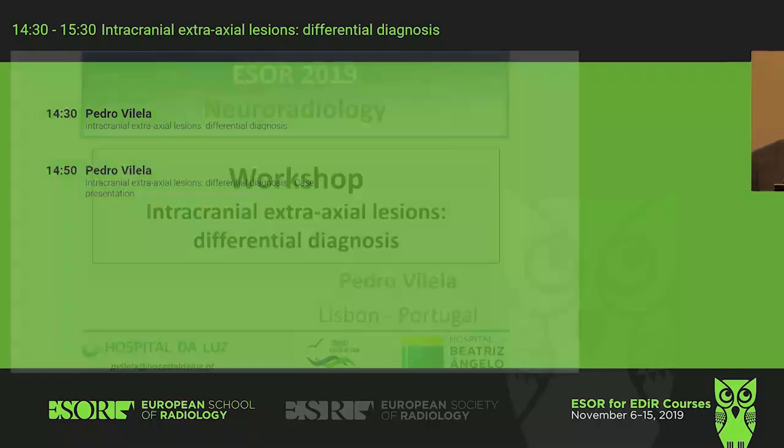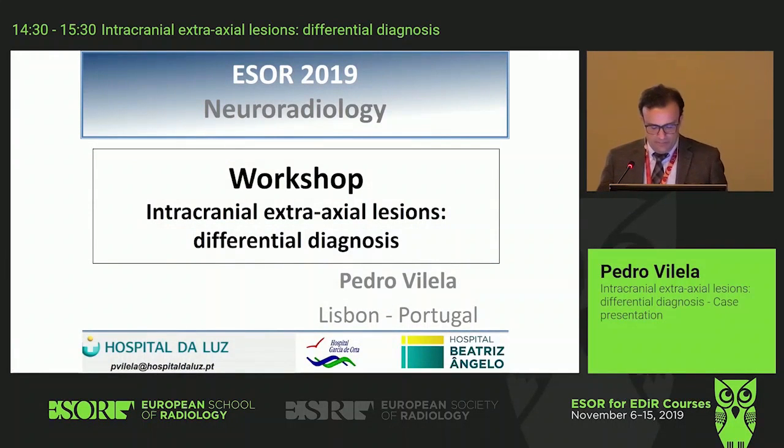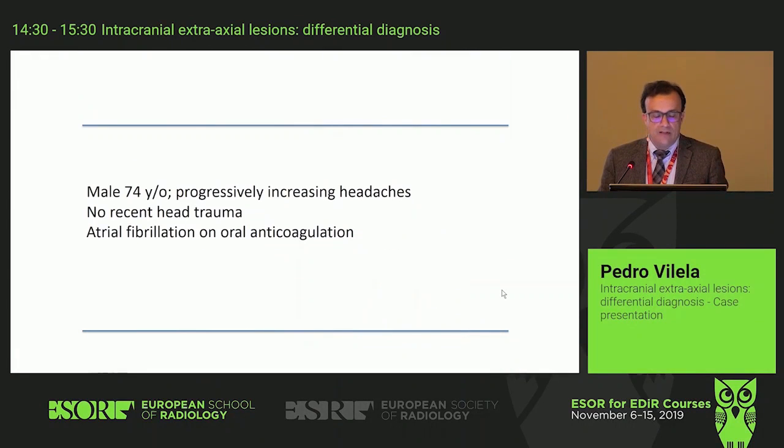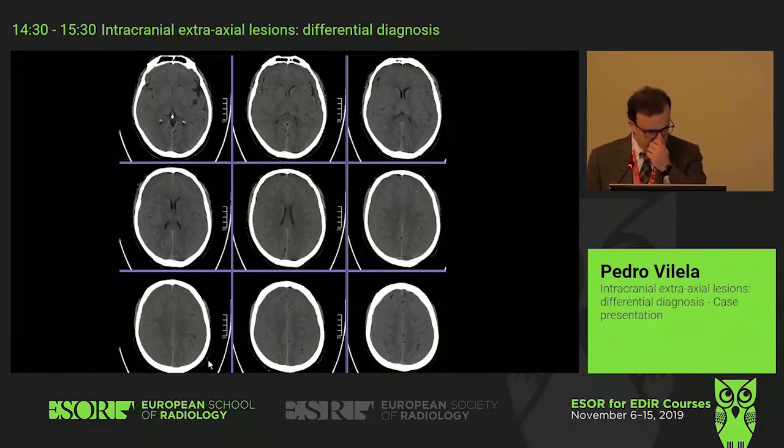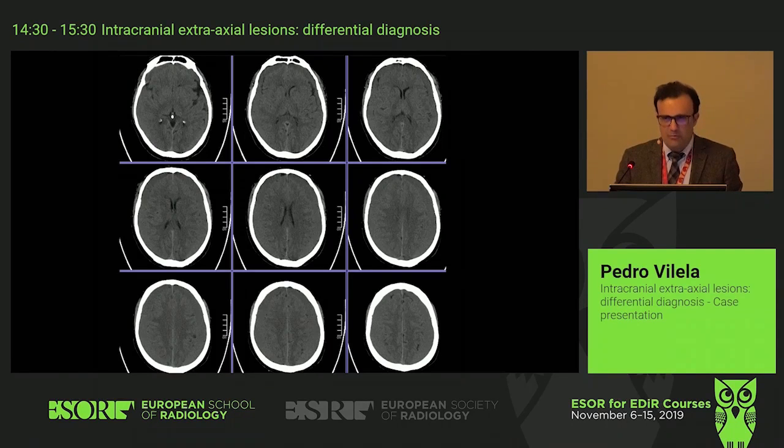And we are going to review some of the cases that we have seen and other ones that are new. So this male, 74 years old, has progressive increasing headaches, no recent trauma, and is on anticoagulation. And this is the CT. Is this normal or abnormal? Abnormal. Okay? Everybody, so we have subdural lesions bilaterally, right?